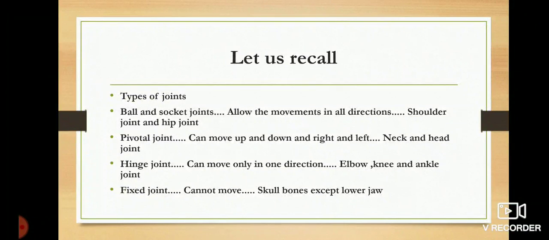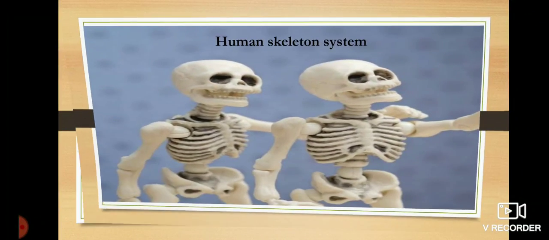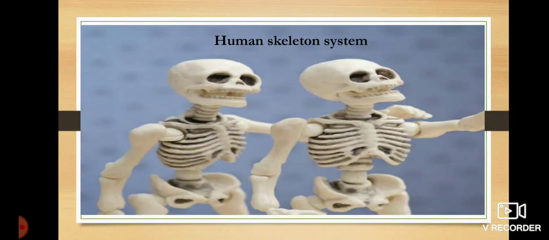Hinge joint can move only in one direction. Elbow, knee and ankle joint are examples for hinge joint. Fixed joint cannot move. Skull bones except lower jaw are fixed bones. Okay, now let us study about the human skeleton system.